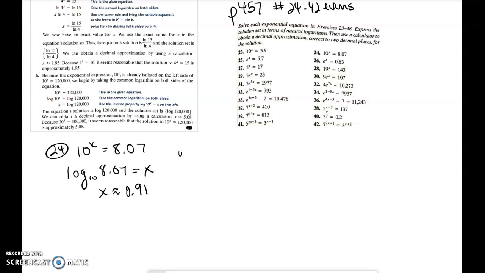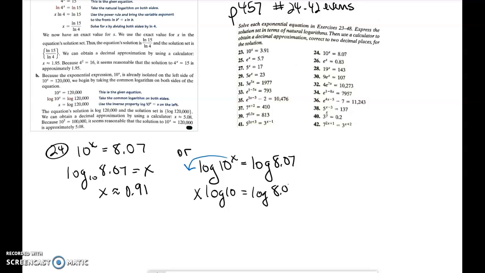You could also use the log rules that were identified above. So we could take the log of both sides. So the log of 10 to the x would be equal to the log of 8.07. Okay, and so then this uses that exponent rule where this x would simply move to the front and become the coefficient. So x times the log of 10 would be equal to the log of 8.07.